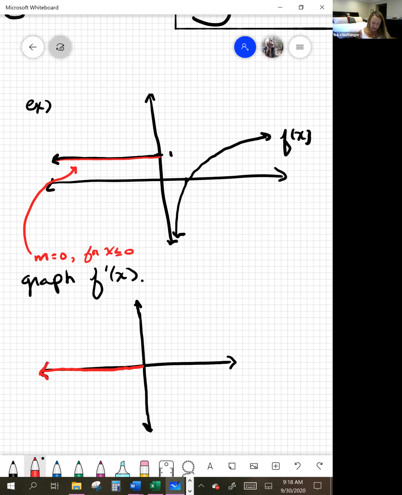And then notice that this piece here is always increasing. So this is always increasing. So m is always greater than 0. f of x is always increasing. And so that tells me that that piece of the graph has to be above the x-axis.